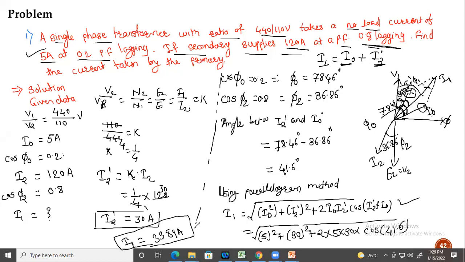Getting it? No? So a similar problem can be asked in the question paper. Just the values can be changed, and the method for solving it will be the same. Only the values in it will change. The no load current value will change, and the current taken from the secondary will change. According to this, you want to use this phasor diagram, and using the parallelogram method or parallelogram law, you want to find out the value of this primary current. Okay, getting it? Does anyone have any doubt in this?